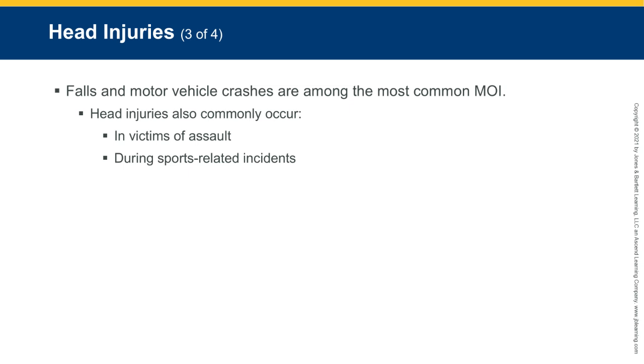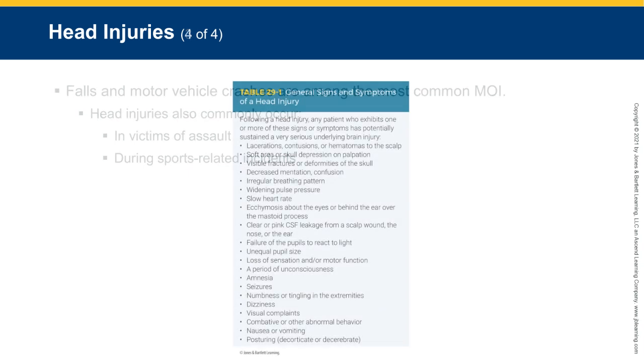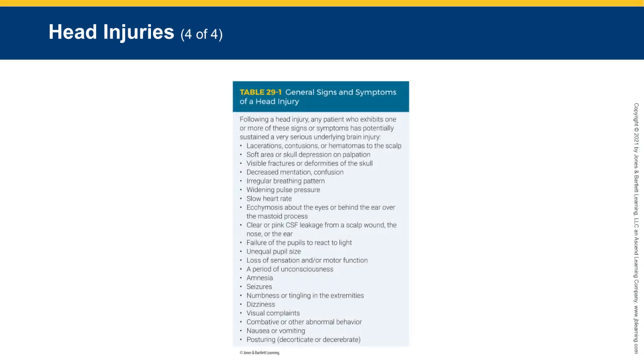Falls and motor vehicle collisions are leading causes of head injuries. Additionally, they can occur in cases of assault or during high-impact sports. Recognizing the mechanism of injury helps predict the severity of the head trauma and guides pre-hospital care. Here is a table that lists the general signs and symptoms of a head injury.